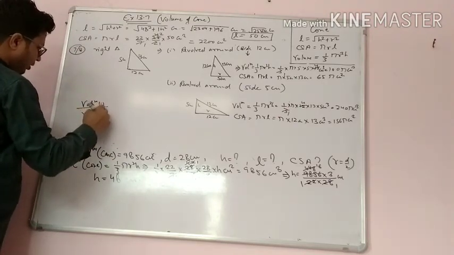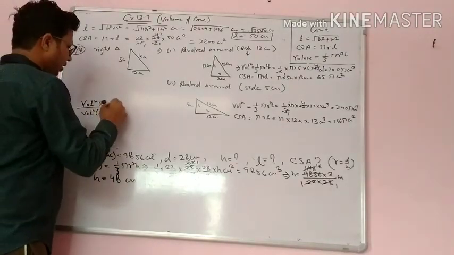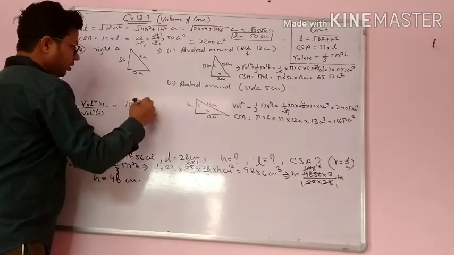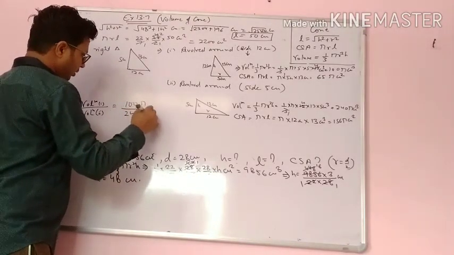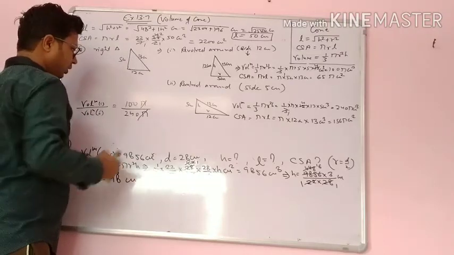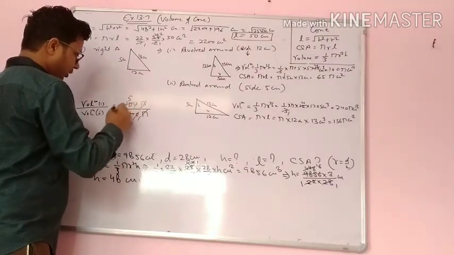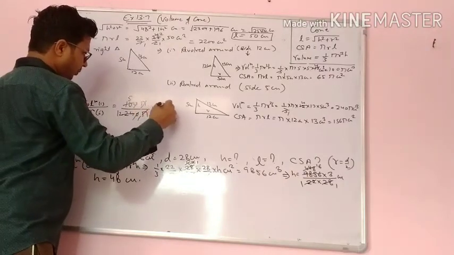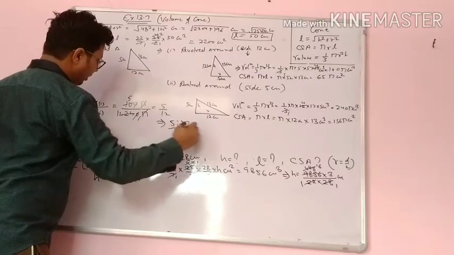Now here we have to find out the ratio between the volume of the first case and the volume of the second case. It is equal to 100 pi upon 240 pi. Pi will be cancelled out. 2 5s are 10, 2 12s are 24, 5 upon 12, and the ratio will be 5 is to 12.